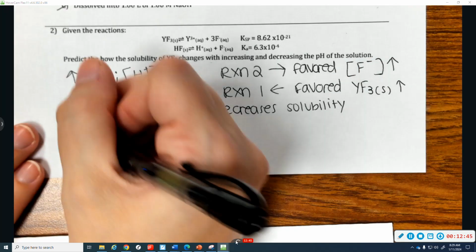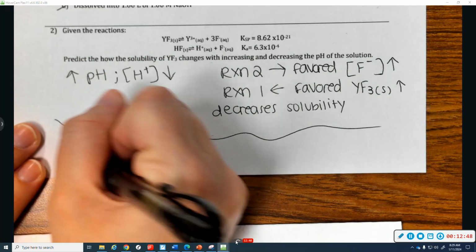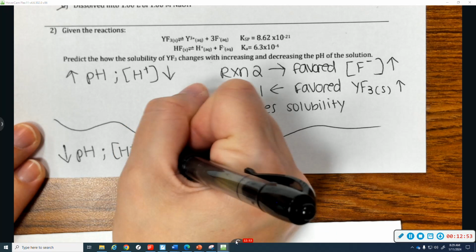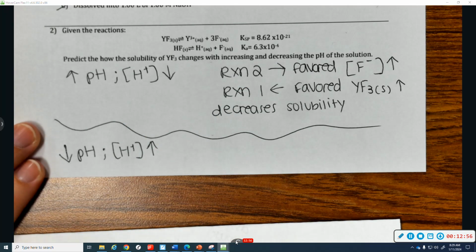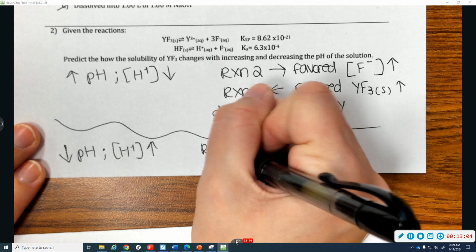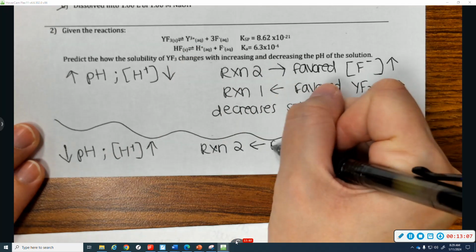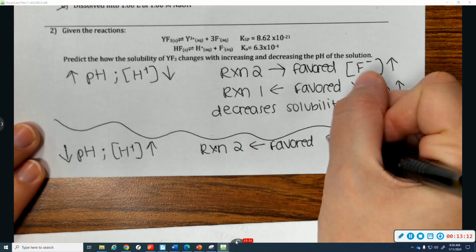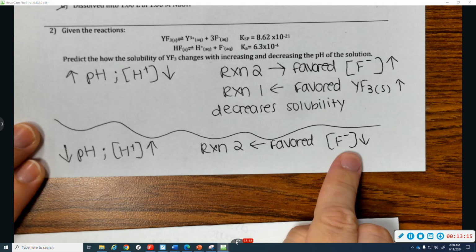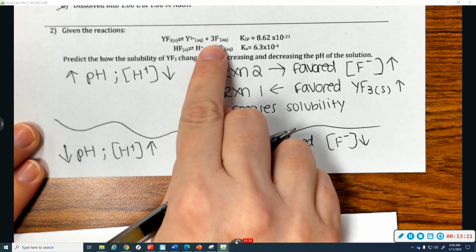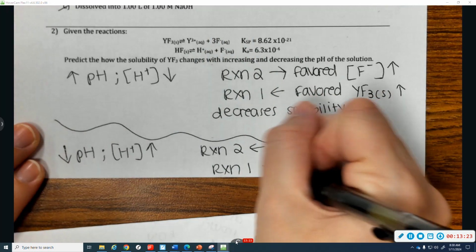Now let's do the reverse. If I put this in a solution that has a low pH, that means it's acidic, the amount of hydrogen ions will go up. That is, you're putting it in a solution with a lot of hydrogen ions. We're going to see the opposite happen. If we start with a lot of hydrogen ions, that's going to drive reaction 2 in reverse. It will be reverse favored. If reaction 2 is reverse favored, the amount of fluorine ions has decreased. If the amount of fluorine ions has decreased, that would make reaction 1, which has fluorine ions in the product, forward favored.